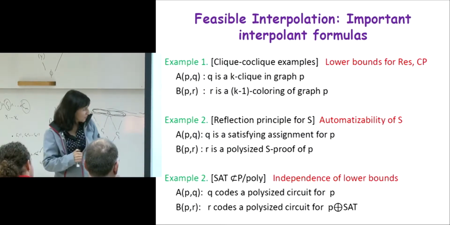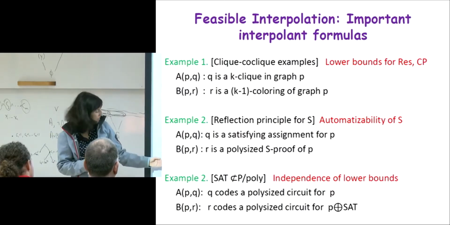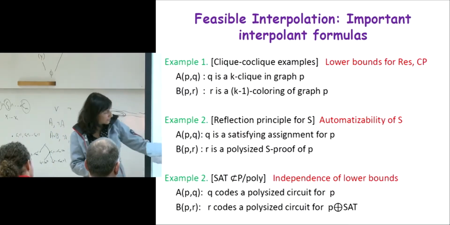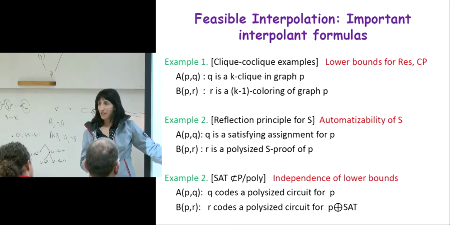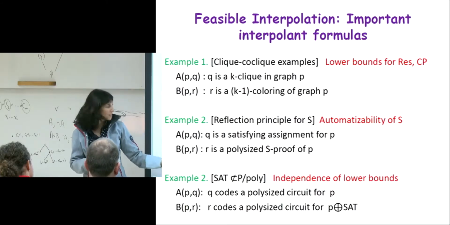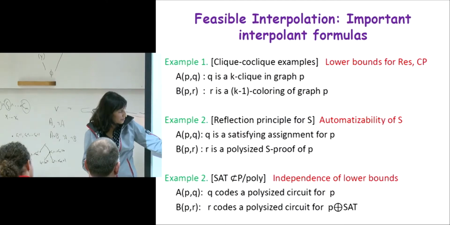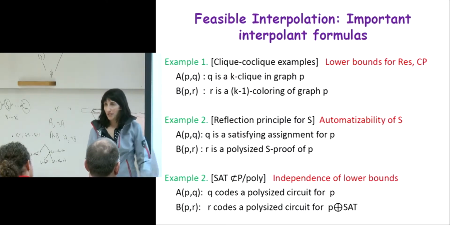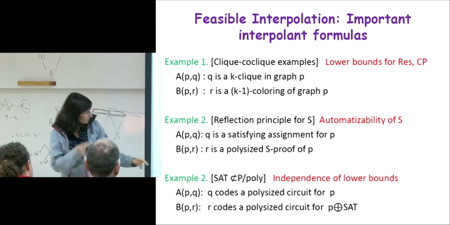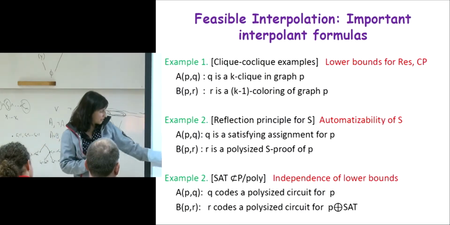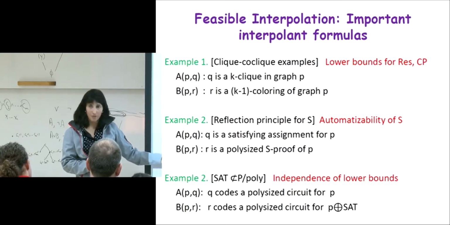So you can also write down another interpolant statement that's really interesting, which is you can express a certain version of P not equal NP using an interpolant type statement. So I'm going to express that satisfiability does not have polynomial size circuits. The way you do this is the A part says that P is going to be a SAT instance, and A is going to say that Q is a circuit that solves P.